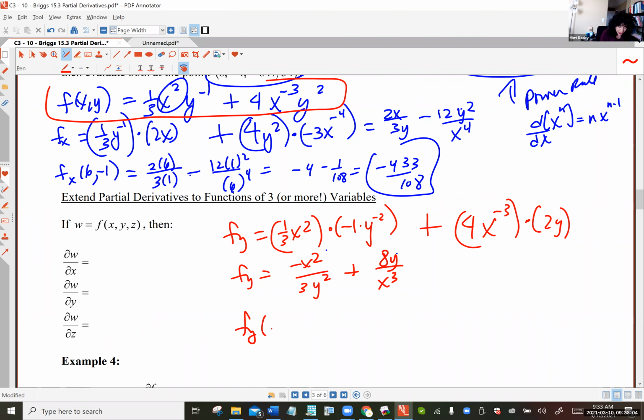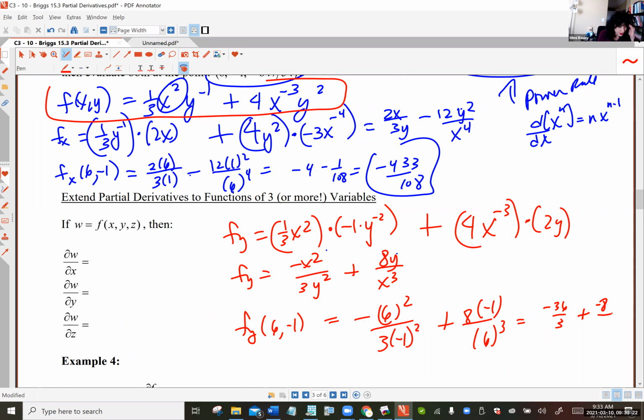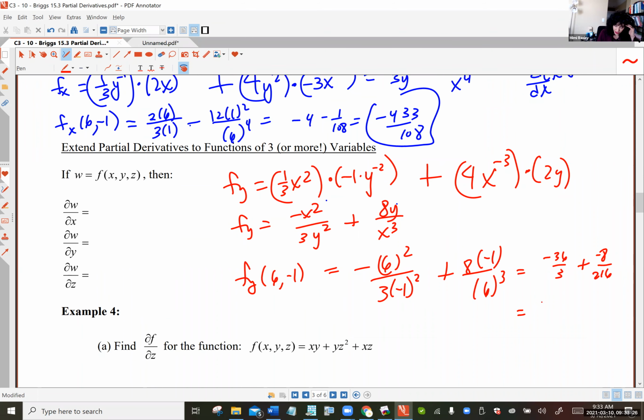And when you evaluate this at the point with coordinates 6, -1, be careful here. You're going to substitute 6 for x and -1 for y. So that's going to also be some really weird number. What do I get? -36/3, plus -8 over 6 cubed, which I believe is 216. And then use your frac command on your calculator, and I get -325/27. It's also a negative number, which means you're going downhill if you're facing in the positive y-axis direction.